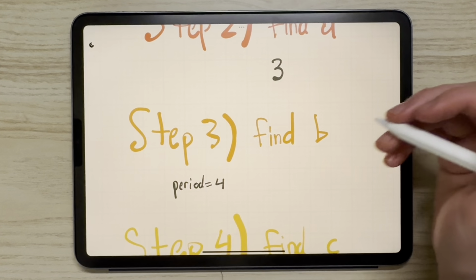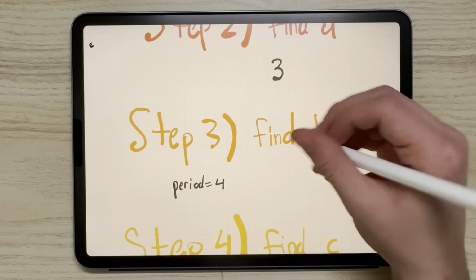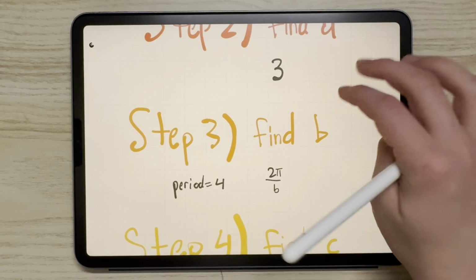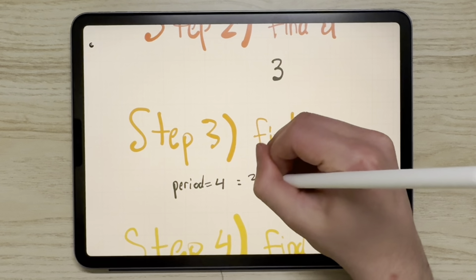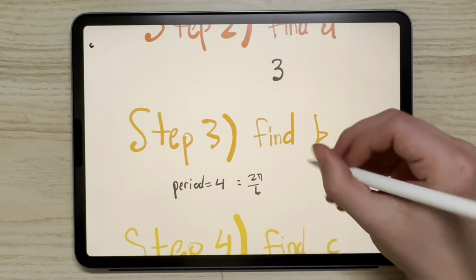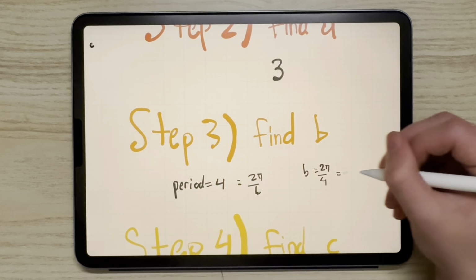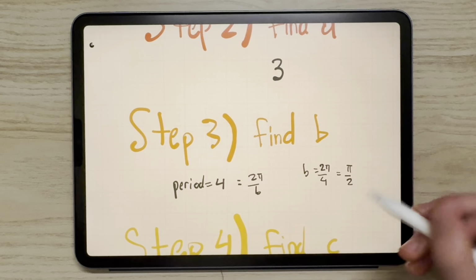And the formula for period is equal to 2 pi over b, which means that, rearranging, we get that b is equal to 2 pi over 4, which means b is equal to pi over 2.